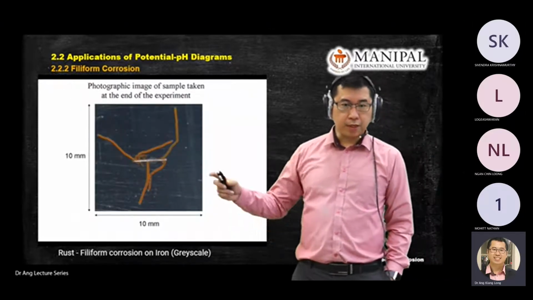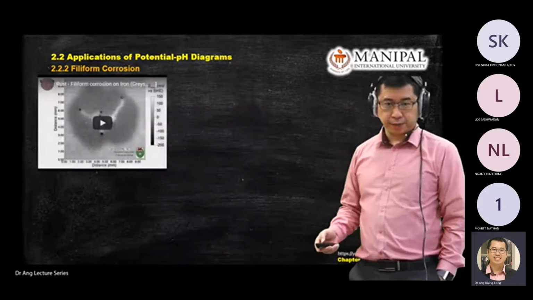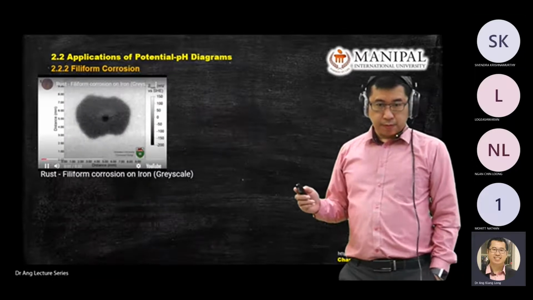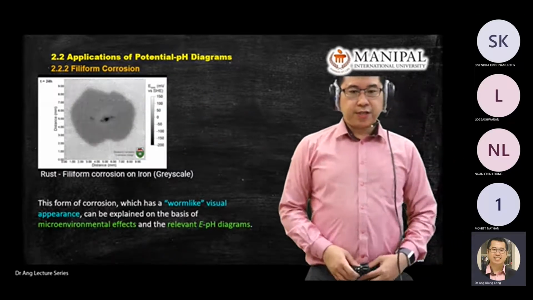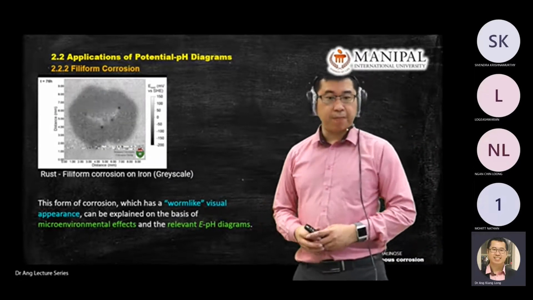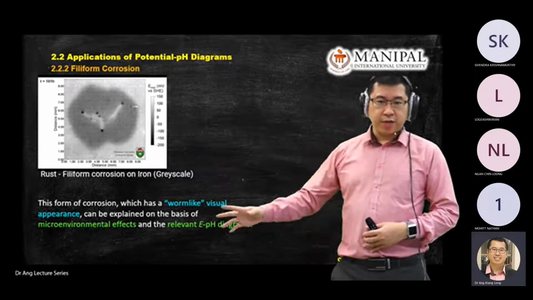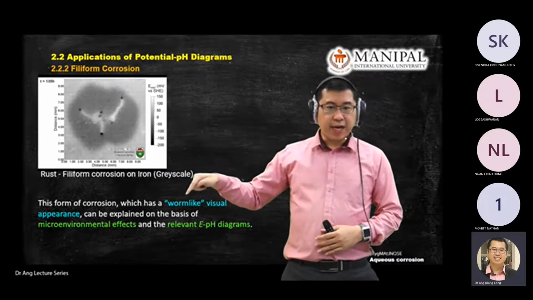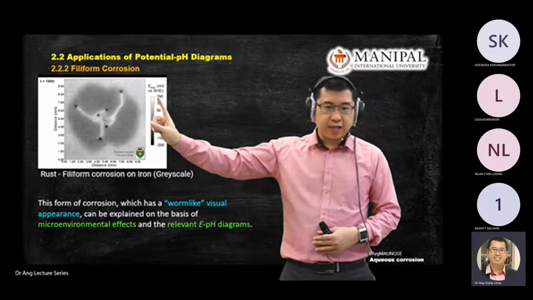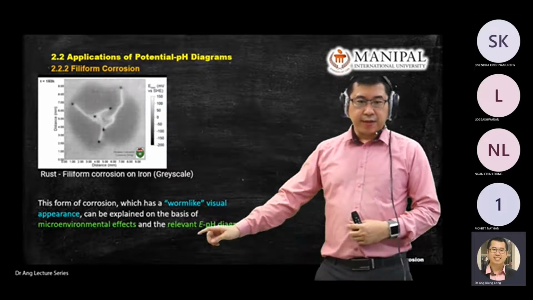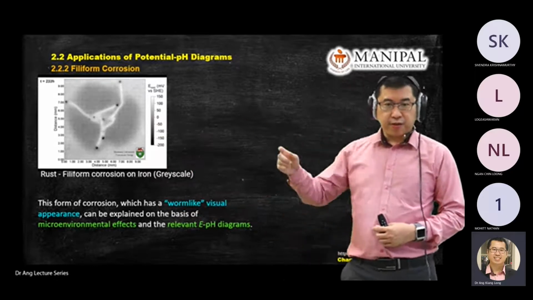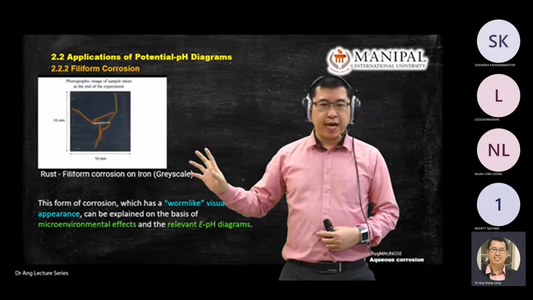Okay, so this is what they see at the end of the experiment. So just now I showed you the video. Now the first definition, or the first introduction to filiform. As you can see from the video itself, filiform has a worm-like visual appearance, where you see some worm crawling across the surface. It happened just now in the first video that I showed you. The filiform corrosion happened on the surface.